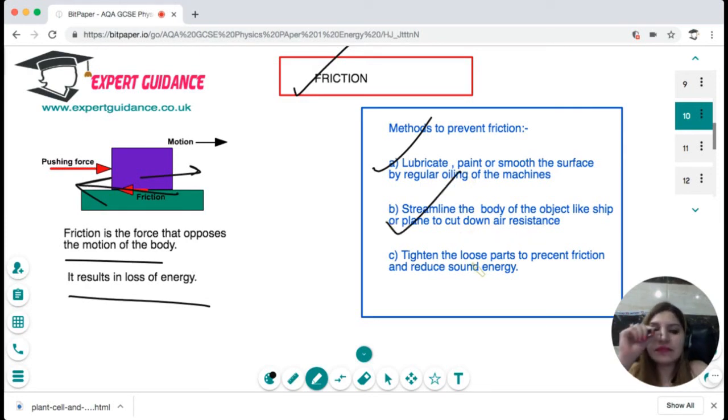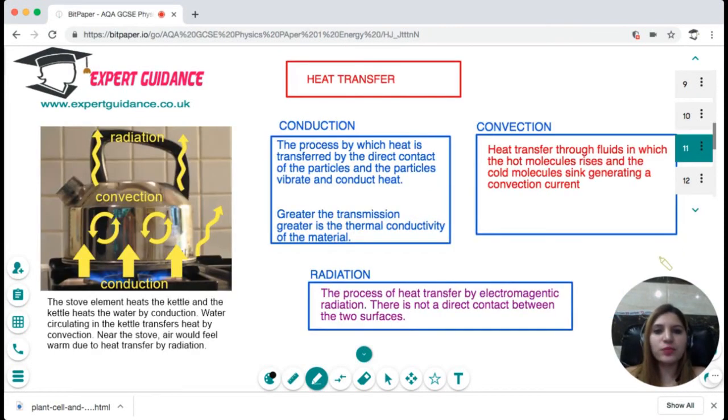And at times there is energy loss due to sound. So we can tighten the loose parts to prevent friction and reduce sound energy. Okay, so you should know the examples of friction and what the ways to prevent friction are.